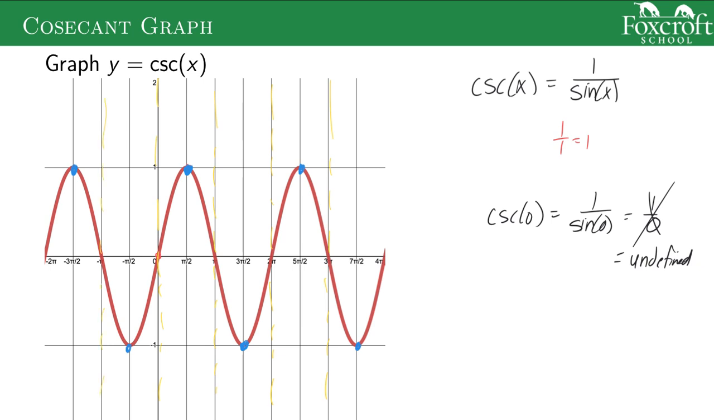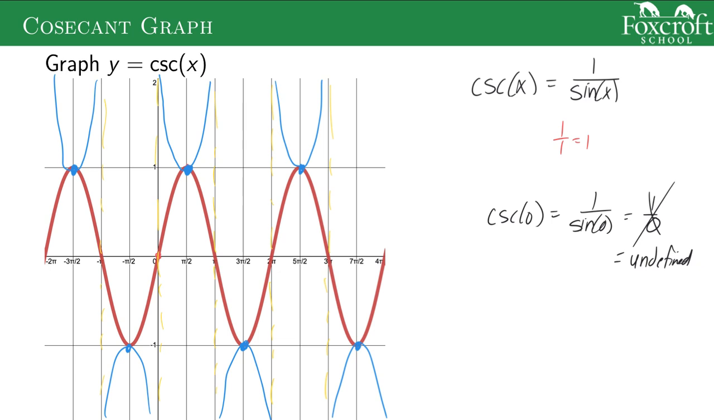And in between those, you're just going to get these kind of curves that look like they touch the outside of the asymptotes. They go the opposite direction. So this is what the cosecant graph is going to look like. Not the red graph. The red graph is sine, but it's related to sine. So it's these parabola-looking shapes that go the opposite direction of sine.